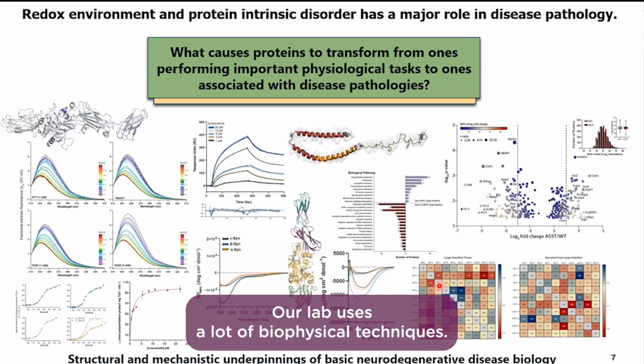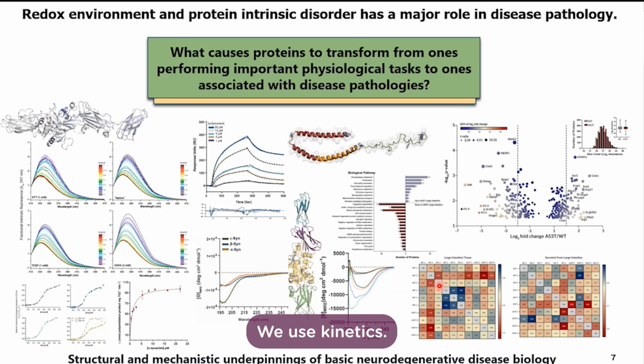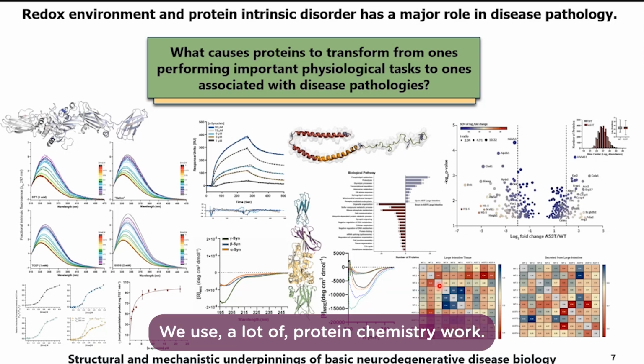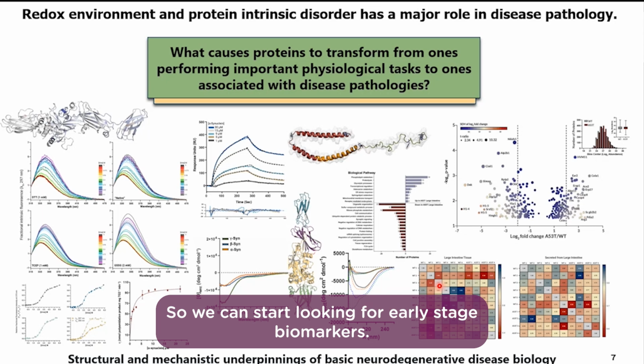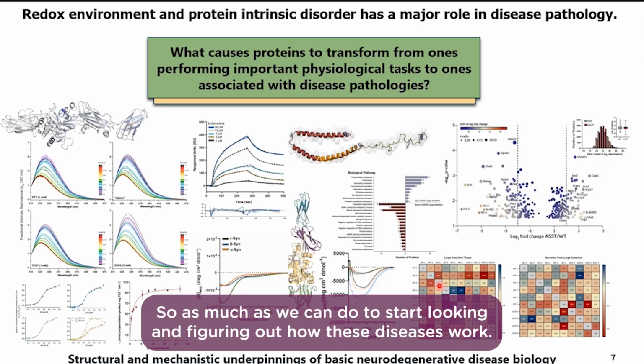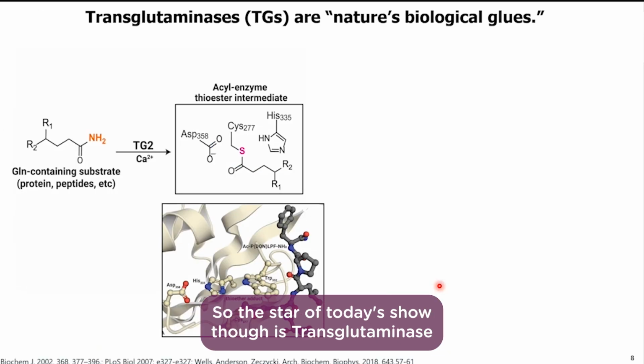Our lab uses a lot of biophysical techniques, we use kinetics, we use a lot of protein chemistry work, and now we're actually starting to get into a little bit of clinical proteomics work too, so we can start looking for early stage biomarkers. So we do as much as we can to figure out how these diseases work. So the star of today's show, though, is transglutaminase.